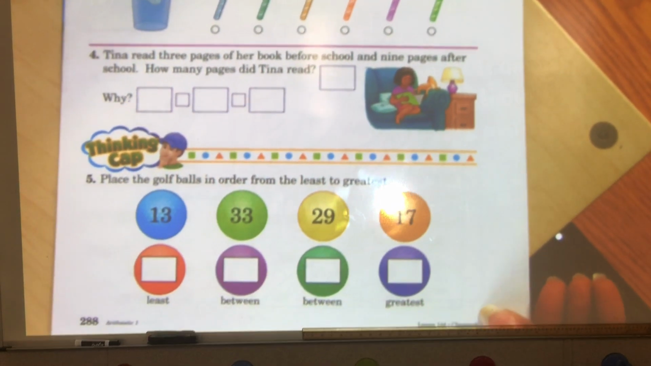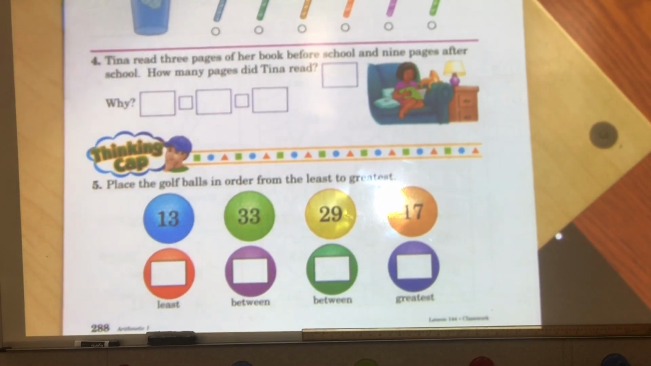Listen carefully for the story problem. Tina read 3 pages of her book before school and 9 pages after school. How many pages did Tina read?